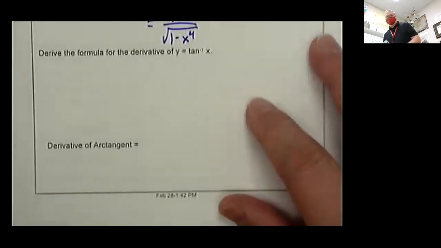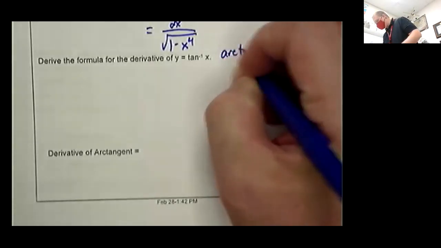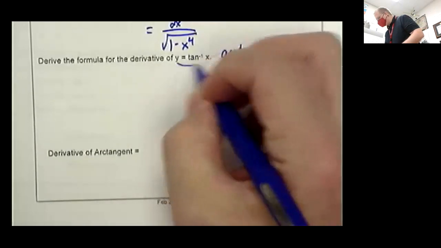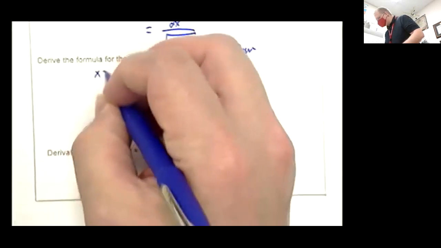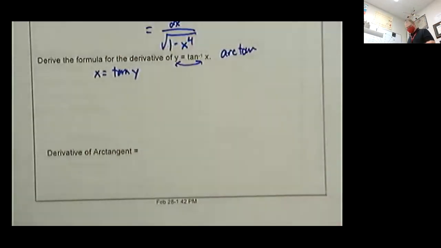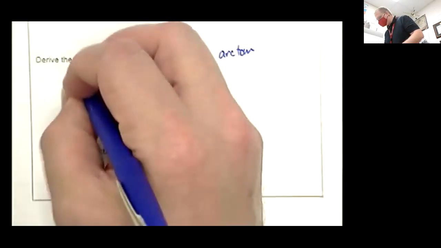Next, let's look at deriving a formula for the derivative of arc tangent. So this is arc tan. We're going to recall, again, we're going to flip this around. So flip the x's and the y's. So that's x is equal to tangent of y. So we take out the inverse. We're going to take the derivative of both sides.